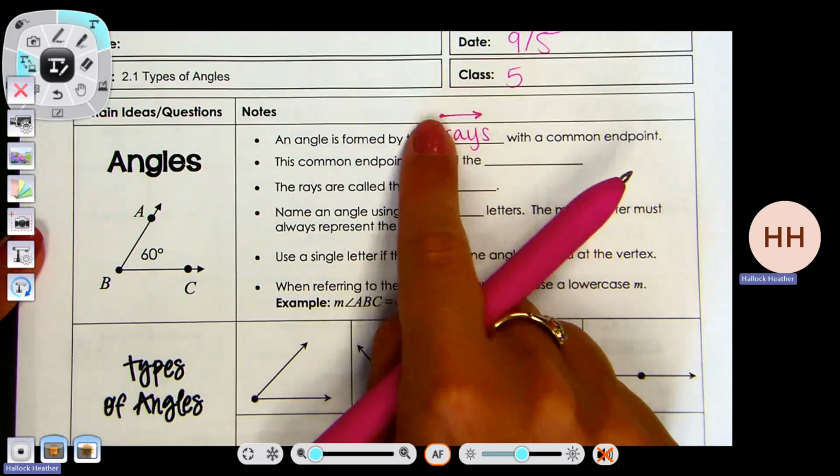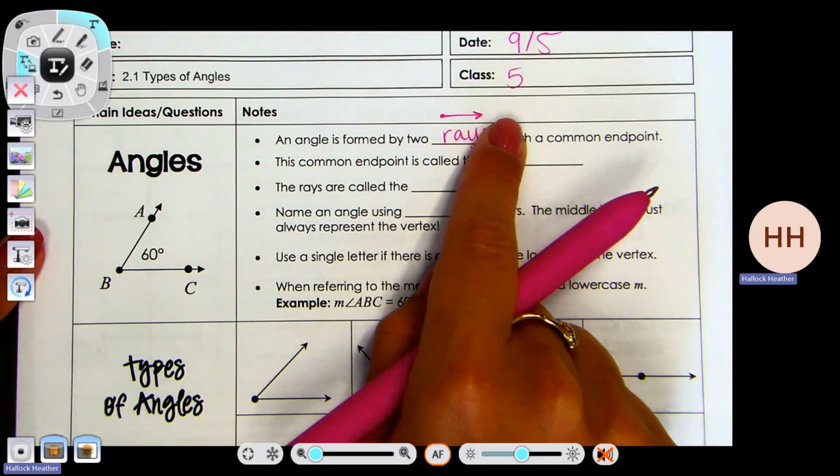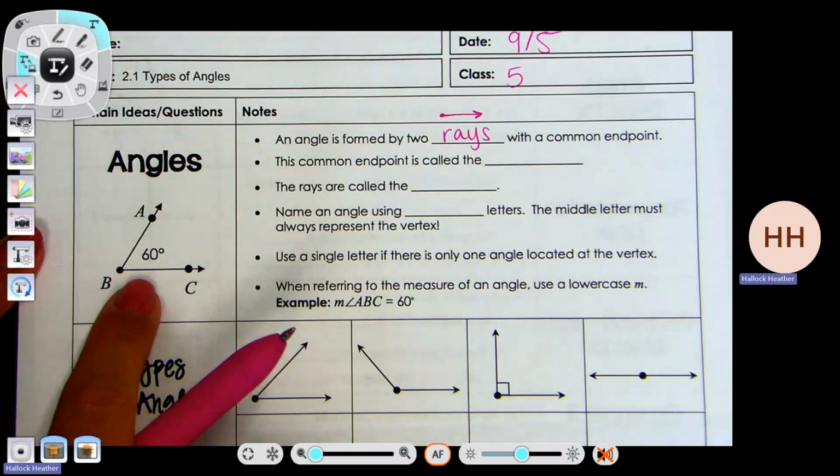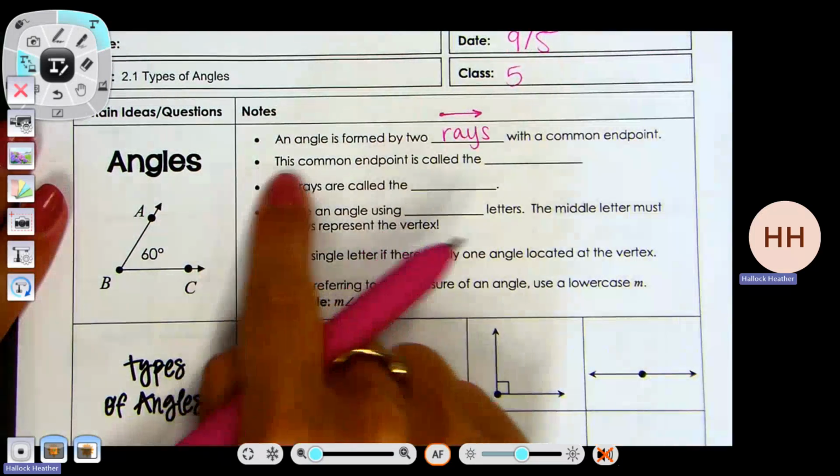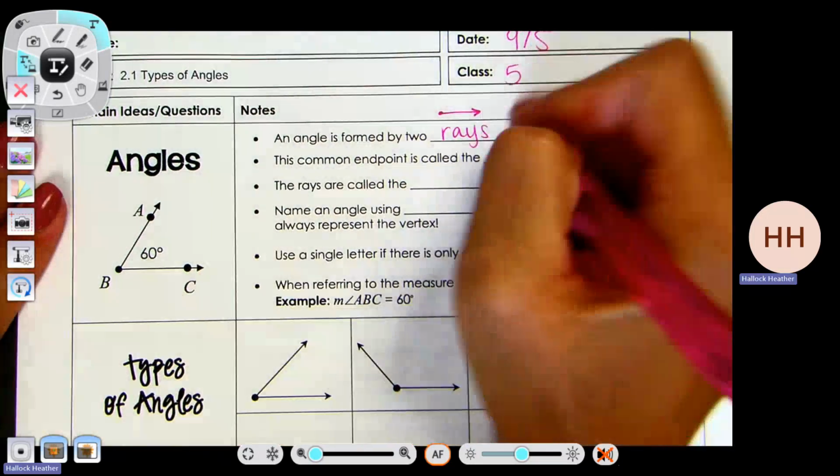Okay, a ray has a stop point and it continues forever in one direction. Somebody last class was saying that an angle is created by two lines. Two lines would continue into mathematical distance for literally forever. So it stops and then it goes, okay? So with a common endpoint, the common endpoint is called the vertex.